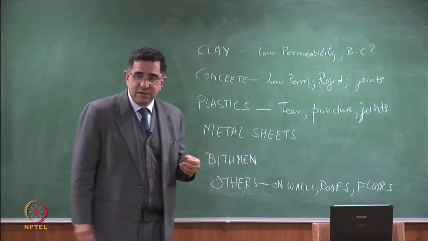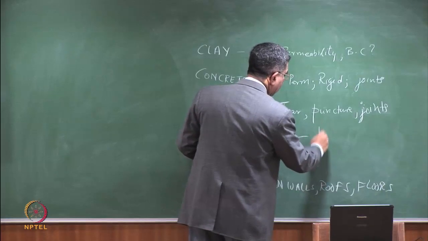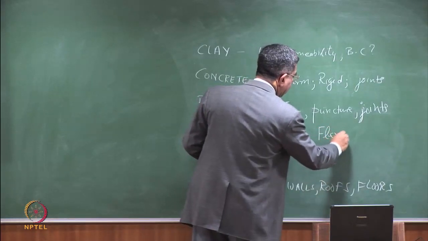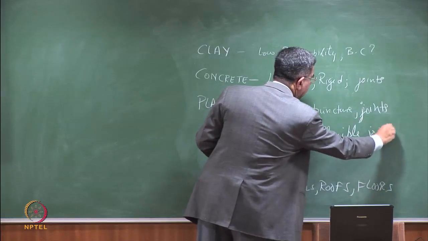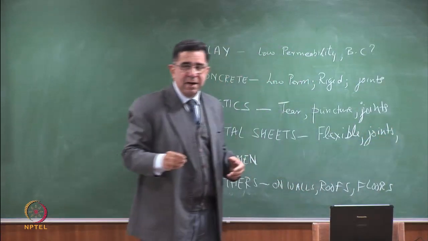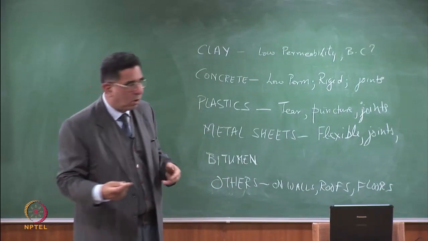Okay, metal sheets, no problem. They are also flexible to some extent. Well, again, there's the issue of joints. And currently, metal is more expensive than plastics on a performance basis. So there's an issue of cost.